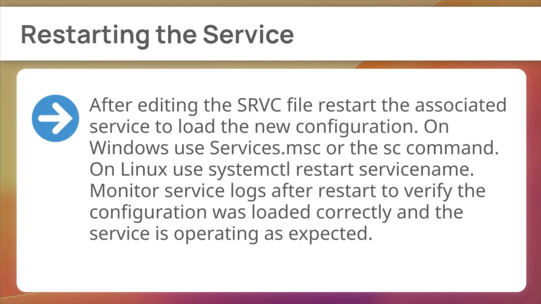After editing the SRVC file, restart the associated service to load the new configuration. On Windows, use services.msc or the sc command. On Linux, use systemctl restart service name. Monitor service logs after restart to verify the configuration was loaded correctly and the service is operating as expected.